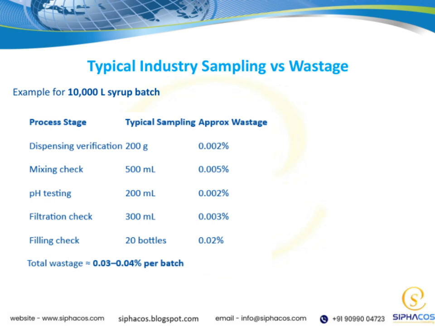This example underscores the importance of innovative sampling methods or technologies that can reduce wastage without compromising on quality control. So, as we progress through this presentation, keep in mind how optimizing sampling processes aligns with our broader goal of reducing waste and improving operational efficiency in the industry.